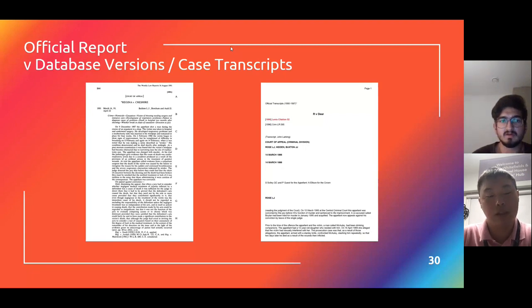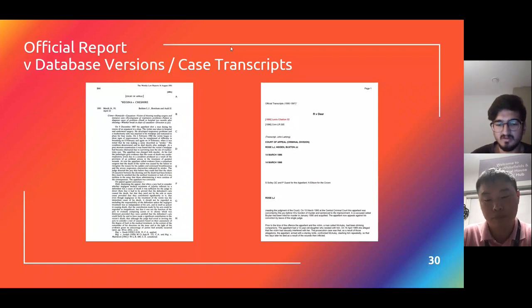The case transcripts are different from the database. The database version is different from the official report. You can probably note the difference. One has letters on the side which indicate which paragraph you're referring to. This is really helpful for the judges, especially if you have multiple highlights on the same page.